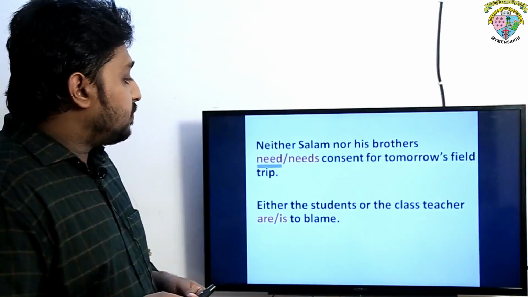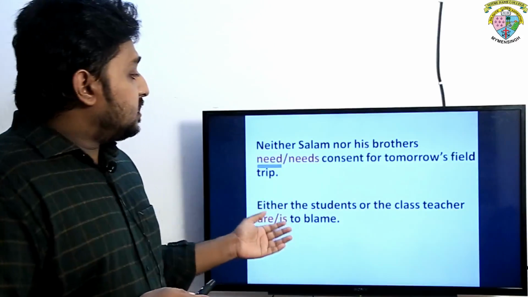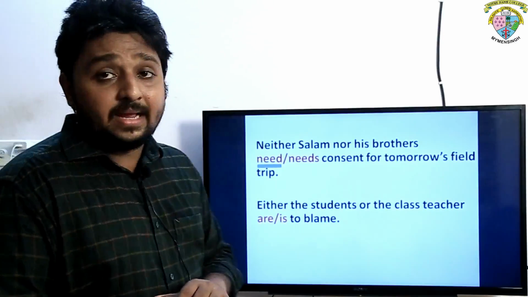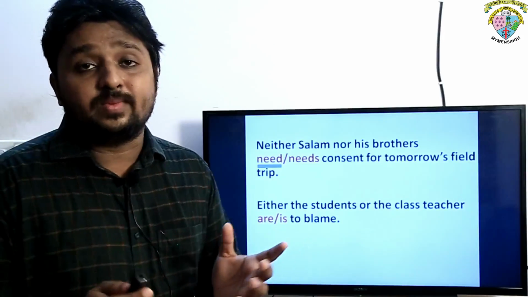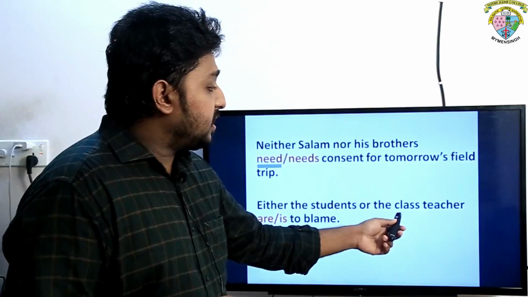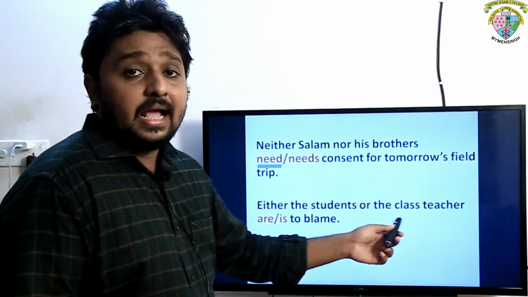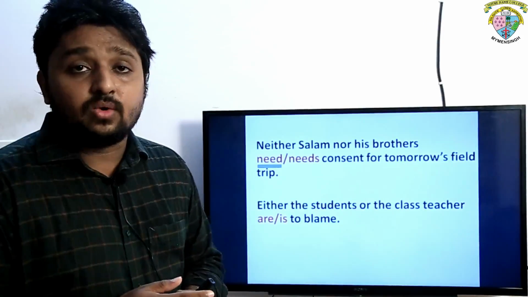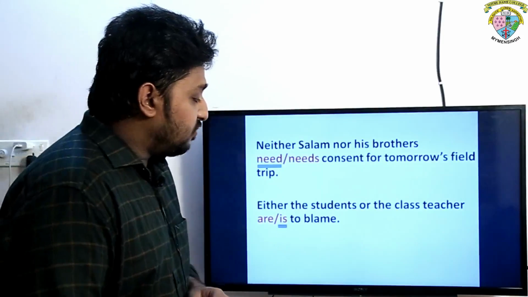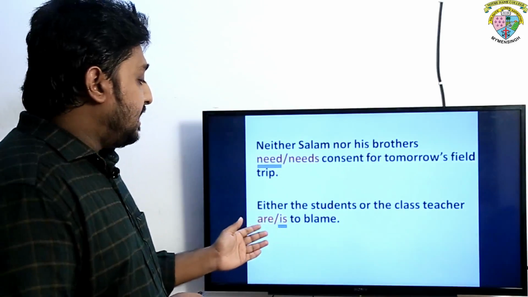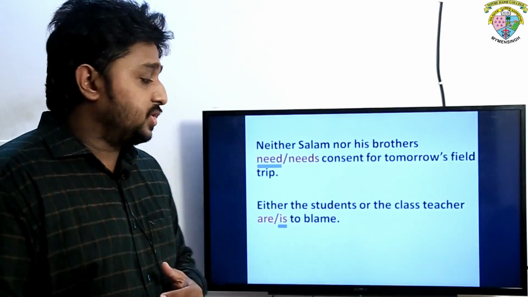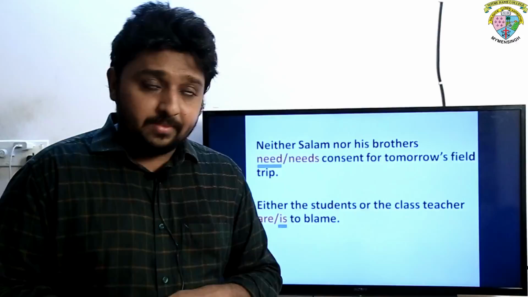In the next one, look: either the students or the class teacher are or is to blame. So what will be the answer, guys? Look, here we can clearly see the later subject is the class teacher and it acts as a singular noun. As it's a singular noun, it will definitely receive the singular verb, and the answer should be "is". So the answer will be: either the students or the class teacher is to blame.